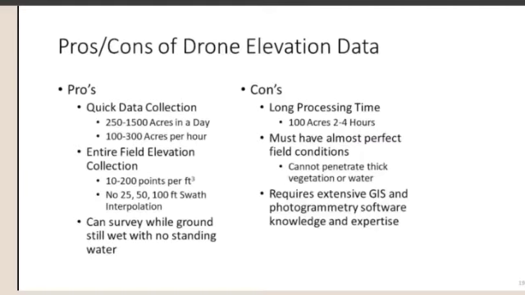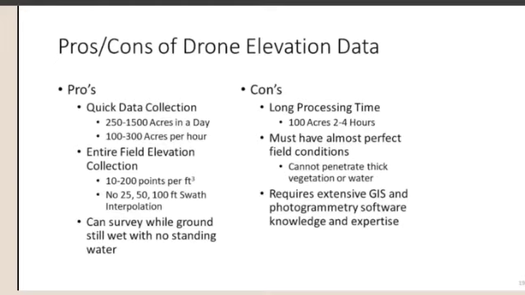The pros and cons of drone elevation data, there's a lot of both. Pros is the amount of coverage area you can do in a day. So between my small and fixed wing drone, I can cover anywhere from 250 to 1,500 acres in a day, or you can look at it by the hour. I can cover 100 to 300 acres an hour.